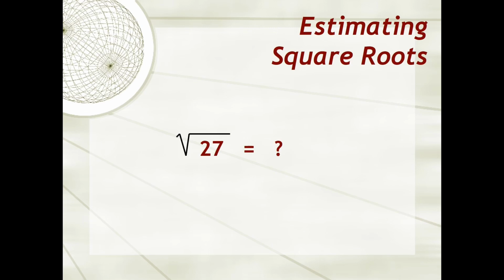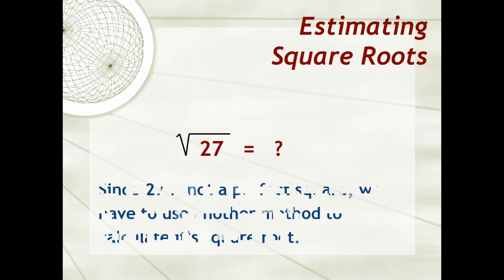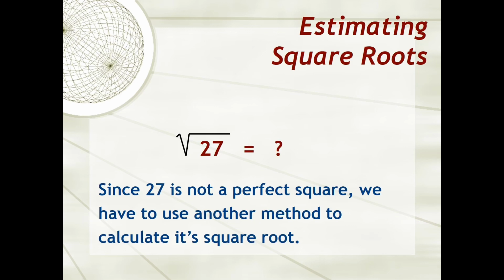Now you might start by saying, I know 9 times 3 equals 27. These numbers will not help you because 9 and 3 are not the same number, so they can't be the square root. Now you can say nothing times itself equals 27. Well, that's right. Nothing times itself equals 27. So that's why we have to use estimation. In this case, since 27 is not a perfect square, we have to use another method.